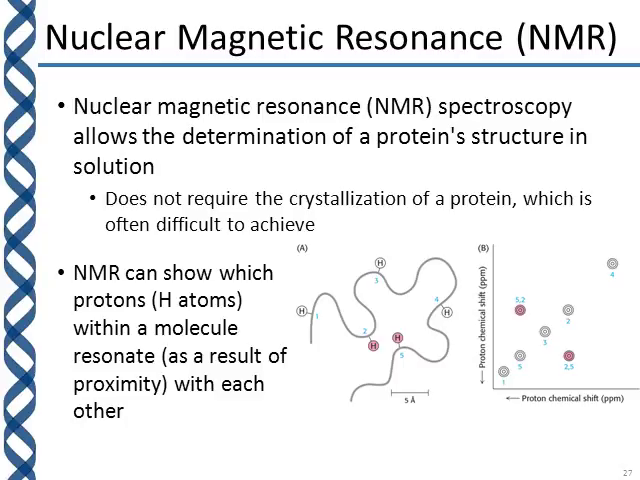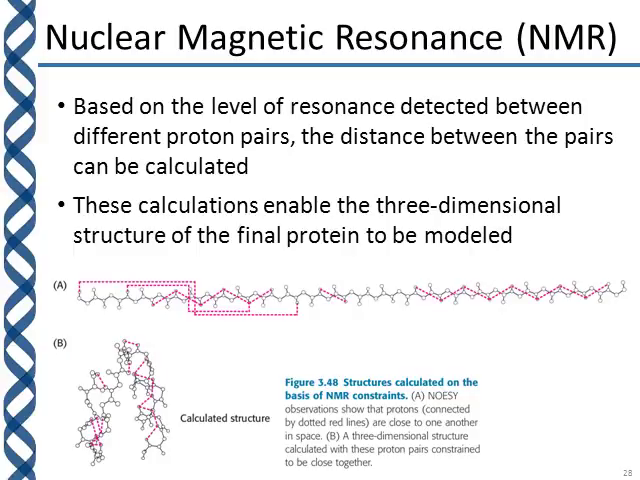Nuclear magnetic resonance can show which protons, such as hydrogen atoms within a molecule, resonate as a result of their proximity with each other. And again, the diagrams on the right show how the tertiary protein structure looks, and the resulting NMR image showing, in this case, how the hydrogens at 2 and 5 resonate together, and you can see this in the image. Based on the level of resonance detected between two different proton pairs, the distance between the pairs can be calculated. These calculations enable the three-dimensional structure of the final protein to be modeled.